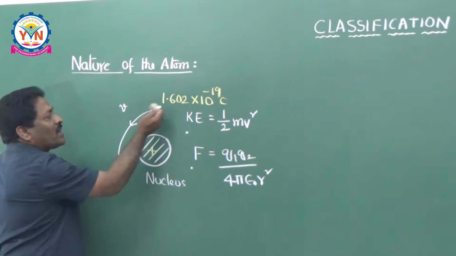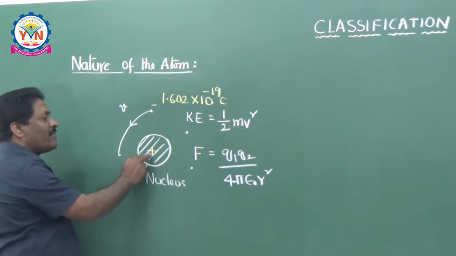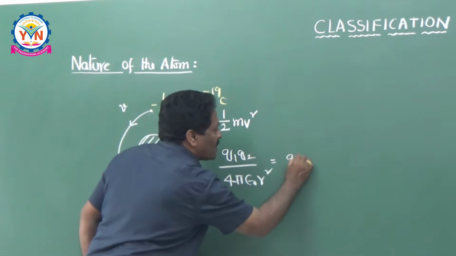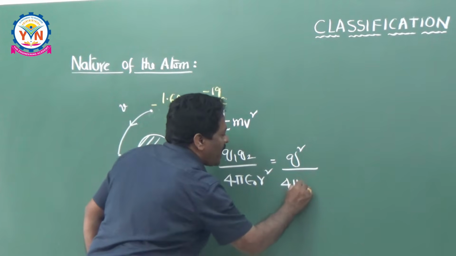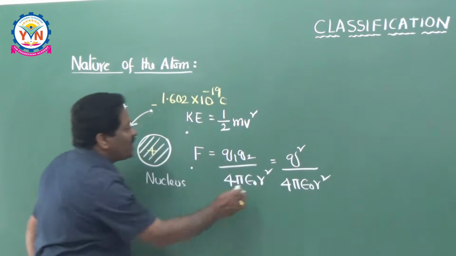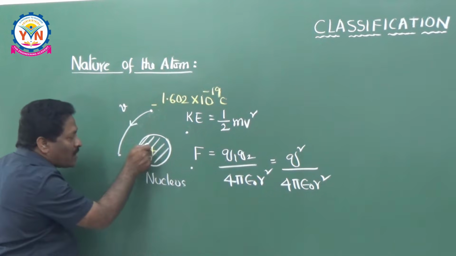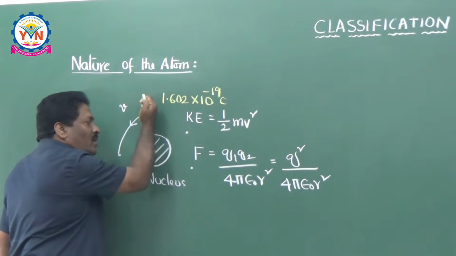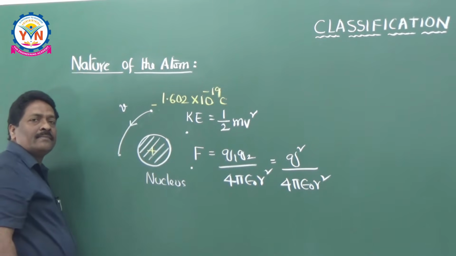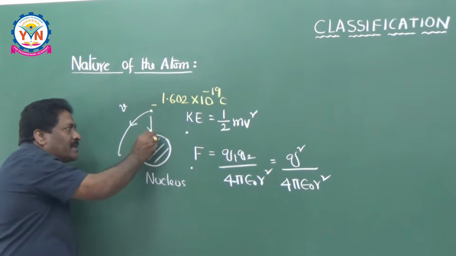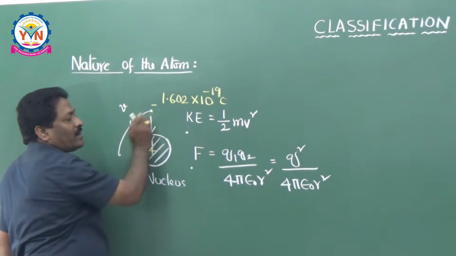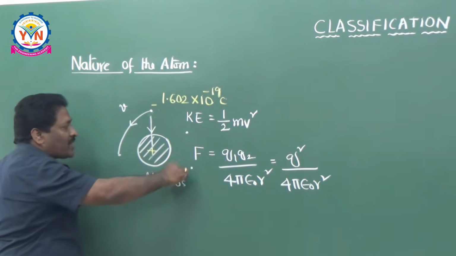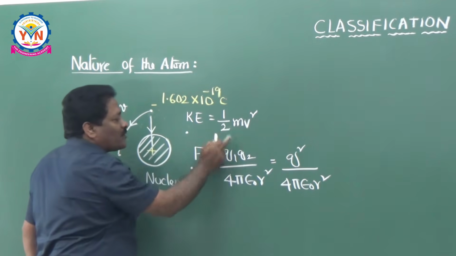Here Q1 and Q2 are the same in magnitude. The proton has plus Q and the electron has minus Q, so Q into Q is Q square. So the force is Q square by 4 pi epsilon naught into R square, existing between the proton and the electron. This attracts the electron towards the center, which is called centripetal force. But this force is balanced by the kinetic energy of the electron. The electrons are not moving into the nucleus because this kinetic energy is balancing the force of attraction.